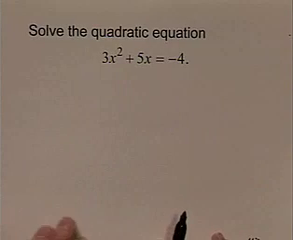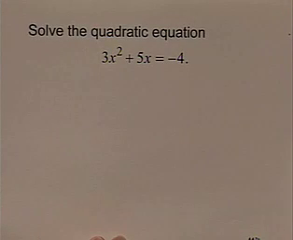Well, why don't you try a problem like that? Here's what I want you to do. I want you to solve the quadratic equation 3x squared plus 5x equals negative 4. Stop the tape and try this and restart when you're ready to check your work.